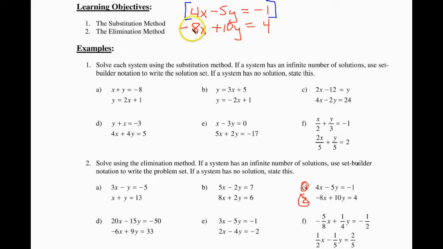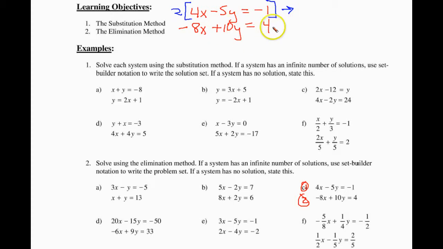Now this is already a negative 8x. What do I have to do to make this a negative 8x? I have to multiply it by, well, we don't want it negative. We want it a positive 8. Okay, it's already a 4. Just multiply it by 2. Okay. So now we're going to multiply this equation, every term, and we put that over here.